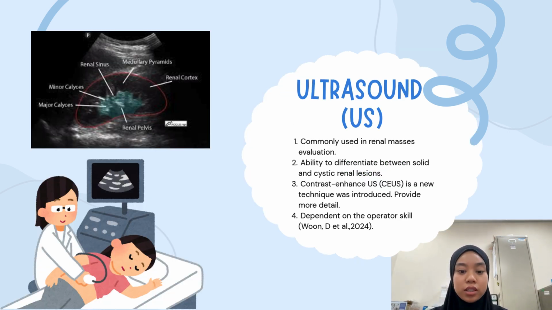Okay, the first modality is ultrasound, which is commonly used in renal mass evaluation, and it is the initial investigation of choice since it's safe, readily available, and inexpensive to perform, and it has the ability to differentiate between solid and cystic renal masses.